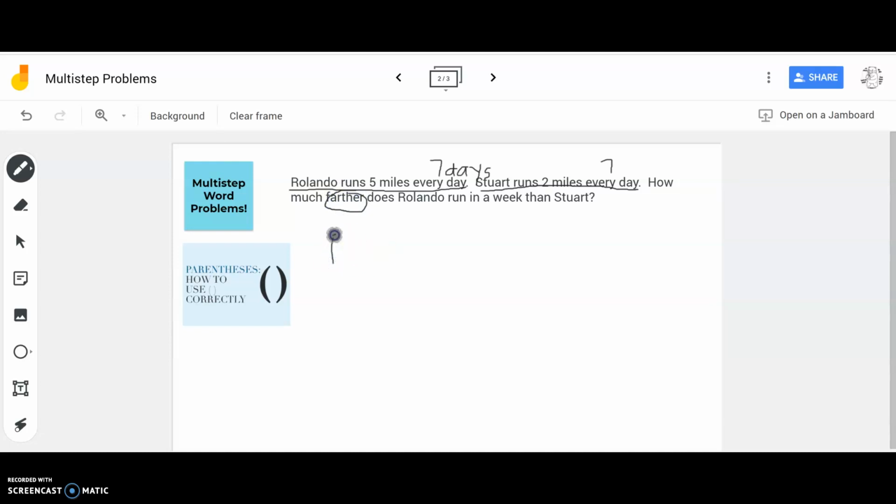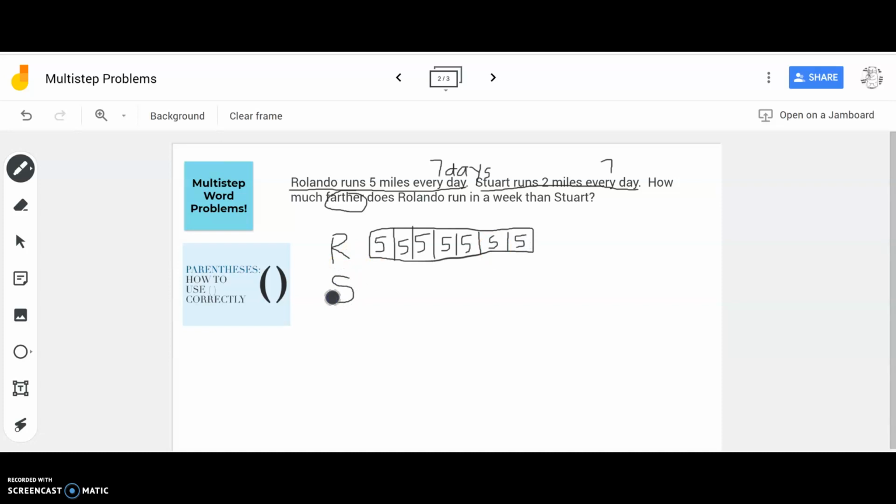So I have Rolando, and Rolando runs 5 miles every day. So that's like 7 days: 1, 2, 3, 4, 5, 6, 7, and he runs 5 in each one. I'm drawing comparison bars because I'm comparing Rolando to Stuart, and comparison bars are a way for me to see that difference. And then I have Stuart.